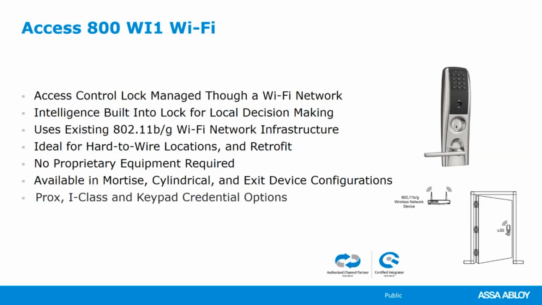So there's no proprietary equipment. It works off existing building network infrastructure. We do Mortise, cylindrical, and exit device configurations with this. When you look at that large shoe, that footprint, we can't do vertical rods with any of these Access 800 type devices. When we need to do vertical rods, we may have to look at some other type of products. Again, Prox, iClass, and keypad credentials.